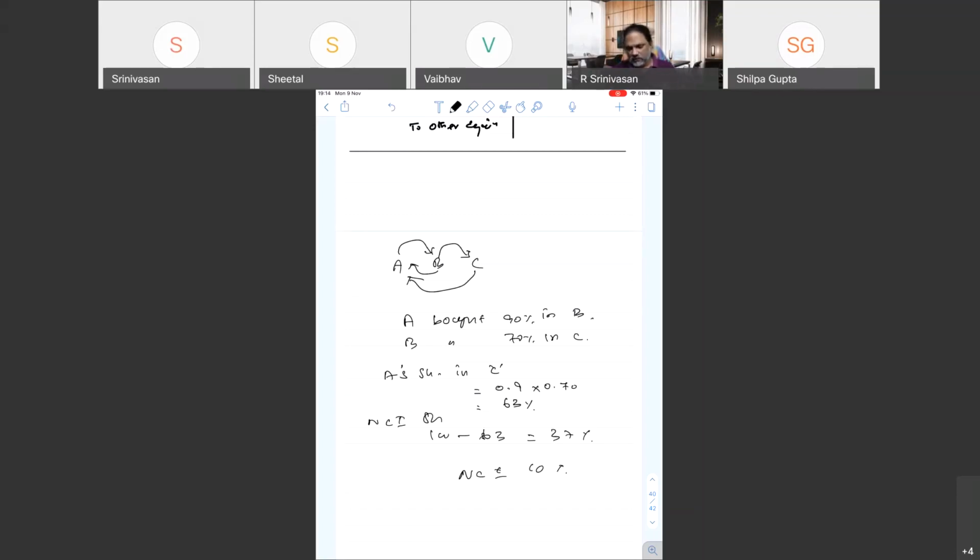Very simple. This type of straightforward problem will be coming. We will not have so many difficulties, and a lengthy problem will not come. Only this is the part we have to do. Nothing more than that. Okay, so how we have to do? Let's see here.